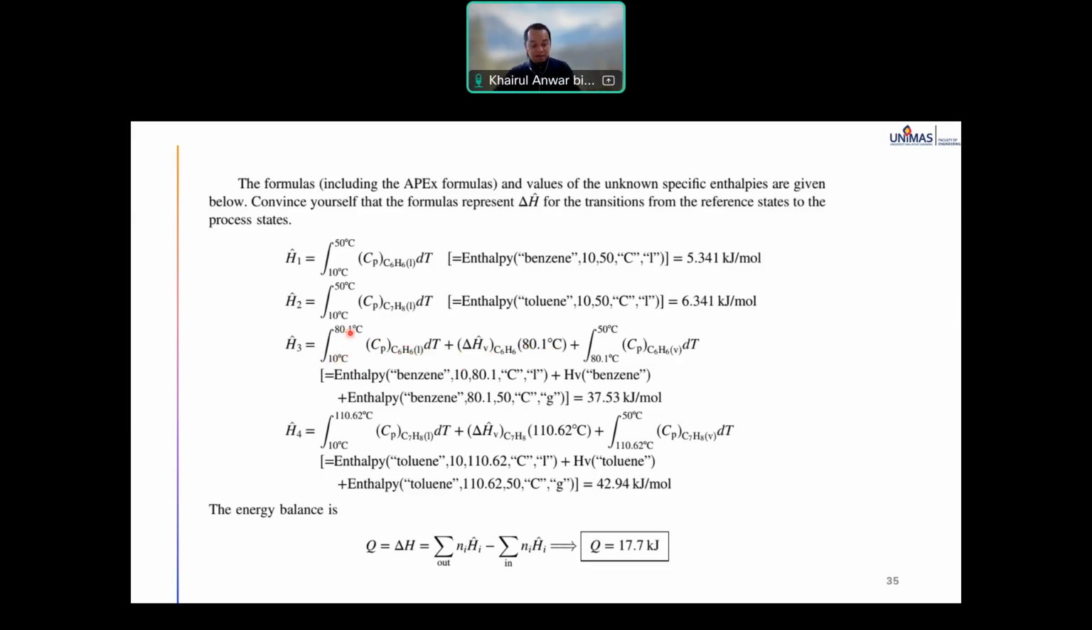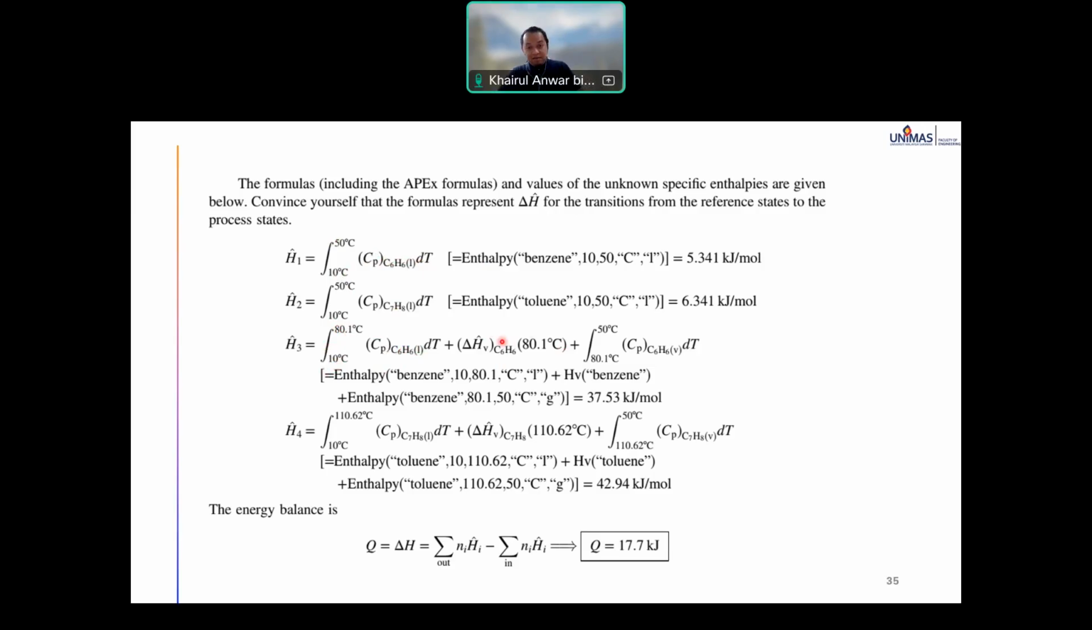So from 10 to 80.1, there are CP. CP here refers back to table B2, page 635. This is for liquid. So don't copy from here. You need to redo it because the temperature is different. You can still use the integration, but the plug-in is now 80.1 minus 10.